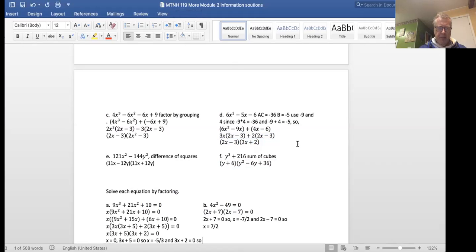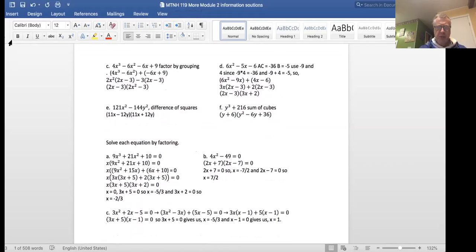Question E is a difference of squares. That's one of those special forms. Since the square root of 121 is 11, and the x is squared, and the square root of 144 is 12, and the y is squared, and we have subtraction between them, it's the difference of squares. So what did I square to get the 121? I squared 11, and then I have to square x to get x squared. What did I square to get the 144? I squared 12, and y to get y squared.